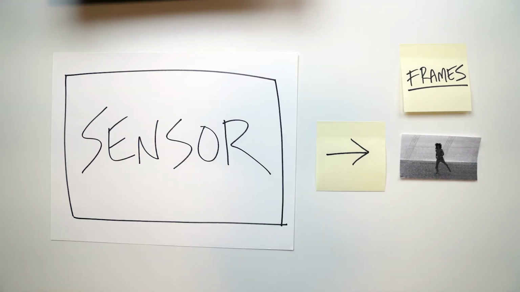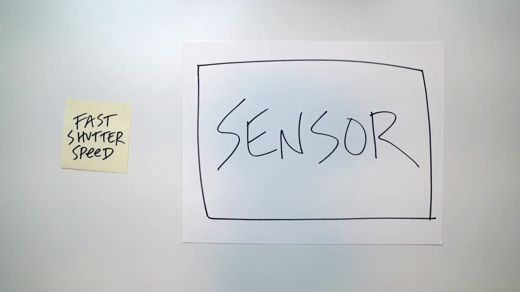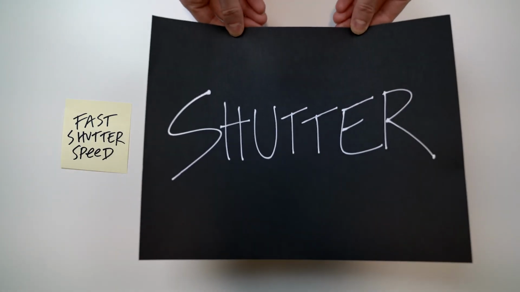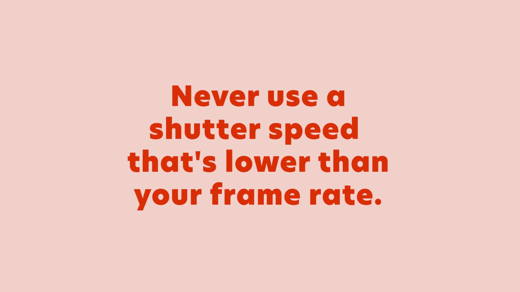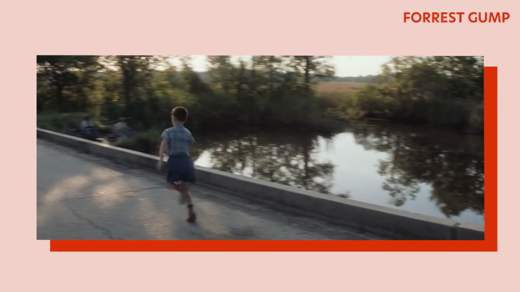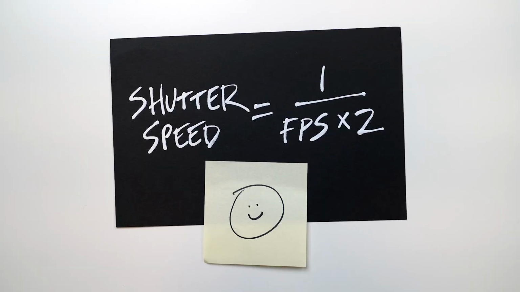Frame rate is the number of frames recorded per second, and shutter speed is how long each frame is exposed. You should never use a shutter speed that's lower than your frame rate, or your footage will look choppy. Use slower shutter speeds to blur motion, and higher shutter speeds to freeze it. And if you want natural looking motion blur, then use a shutter speed that's double your frame rate.